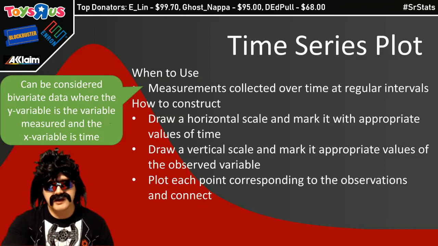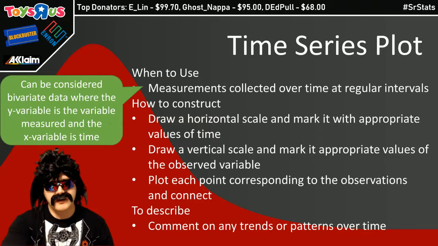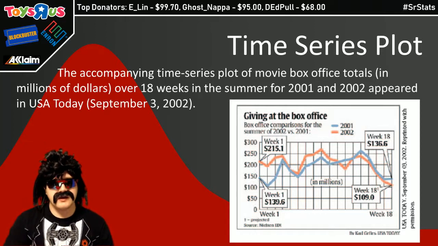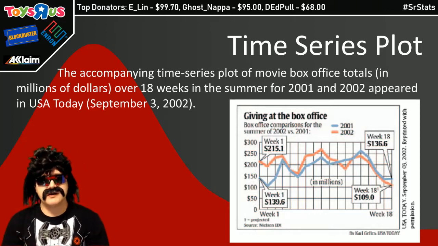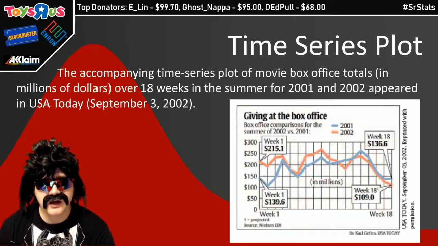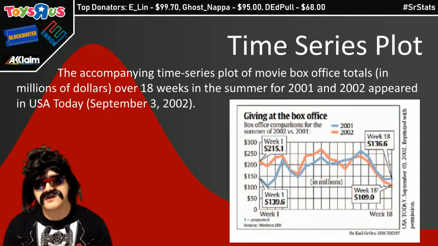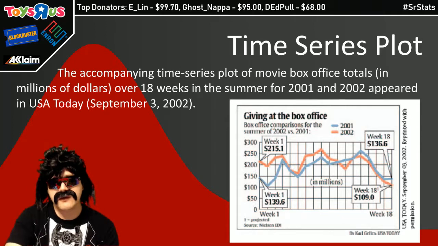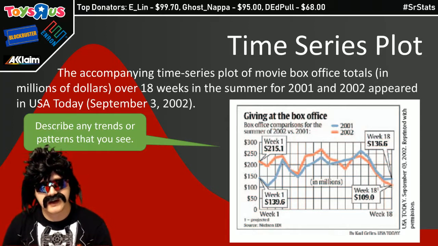We plot each point corresponding to the observations and connect them, and we describe it by commenting on any trends or patterns over the time. So we've got this plot talking about the movie box office totals over 18 weeks of the summers of 2001 and 2002 in the USA Today. It wants us to know if there are any trends or patterns you see.